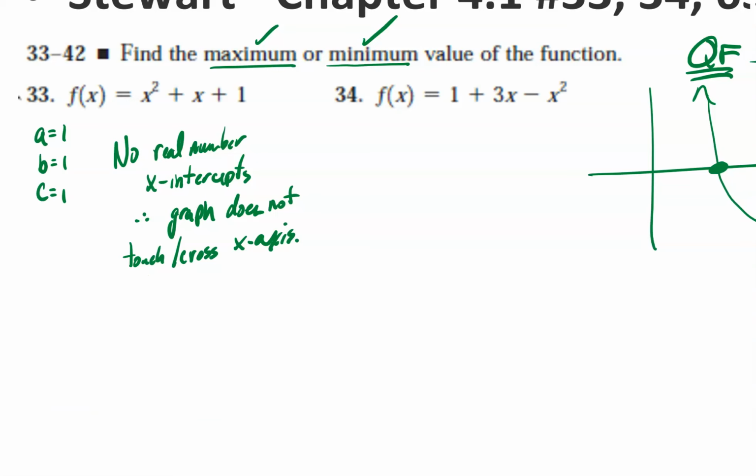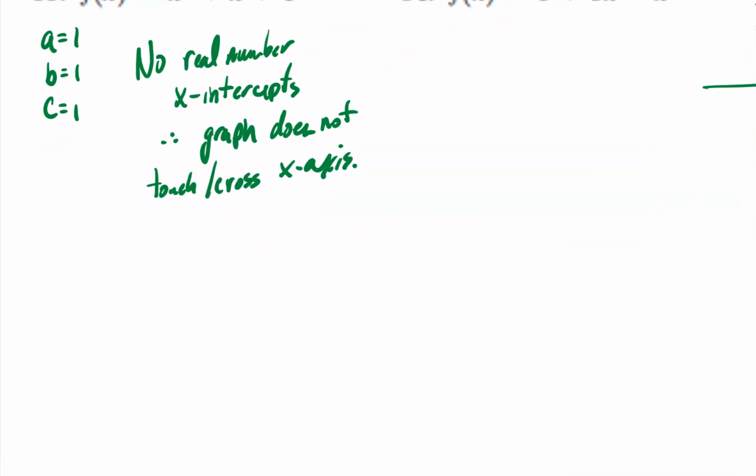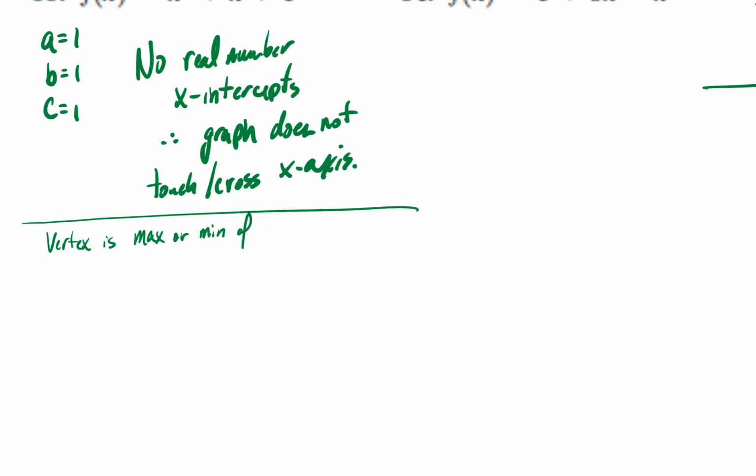So those 2 graphs still have a high point or a low point. They have a maximum or a minimum value associated with them. So there's got to be another way. Well, there is another way, and it's called using the vertex method. The vertex of a quadratic is the high or low point, or let's go ahead and use the same terminology here, is the maximum or minimum of a quadratic.